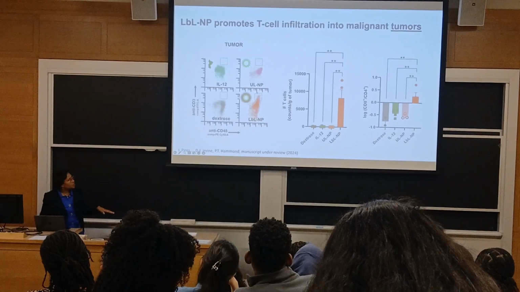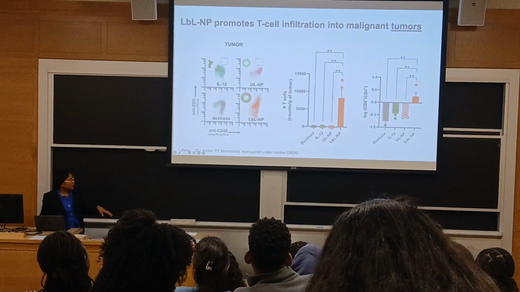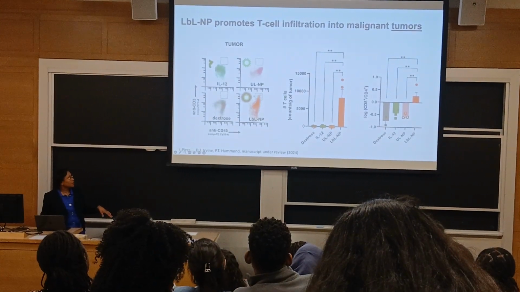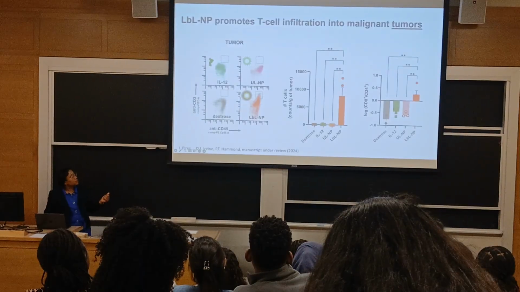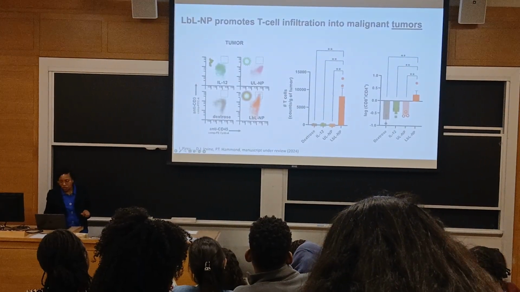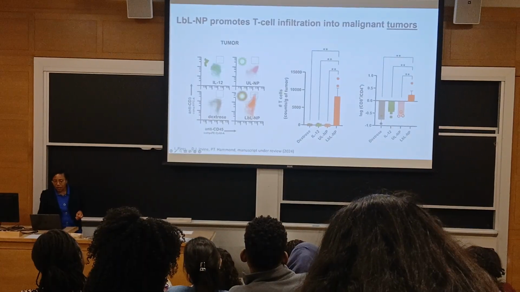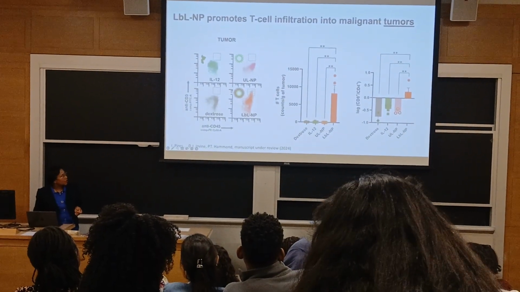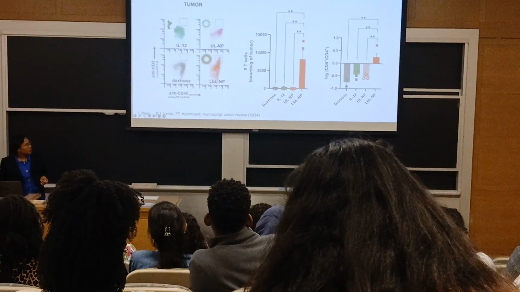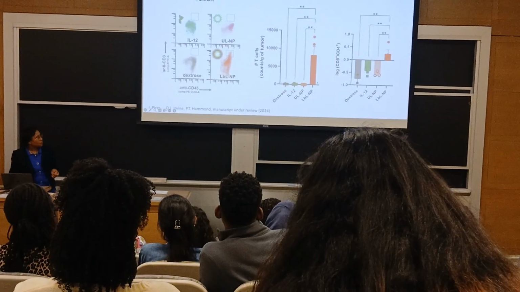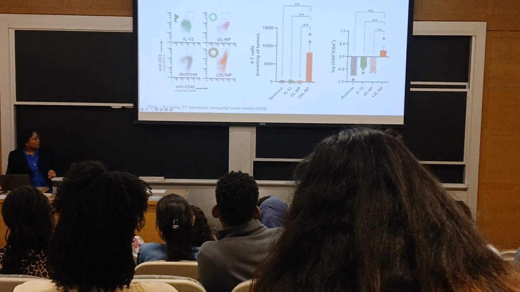But with the LBL nanoparticle, we see that there is a very meaningful population of cells that are associated with T cells. If we count the number of T cells, this is a quantitative experiment, we can see that there are something like 7,000 to 8,000 T cells compared to the other systems.